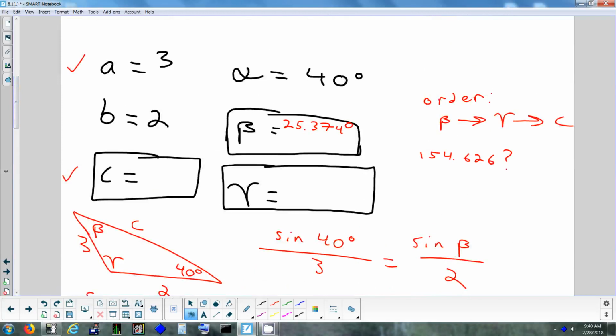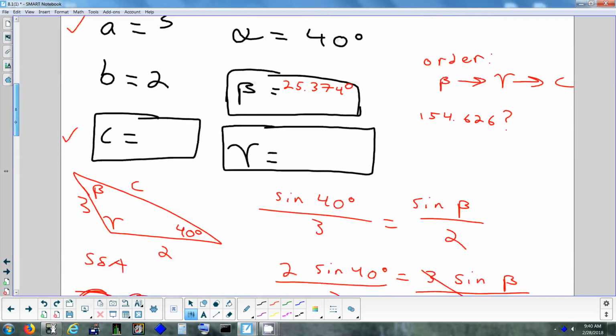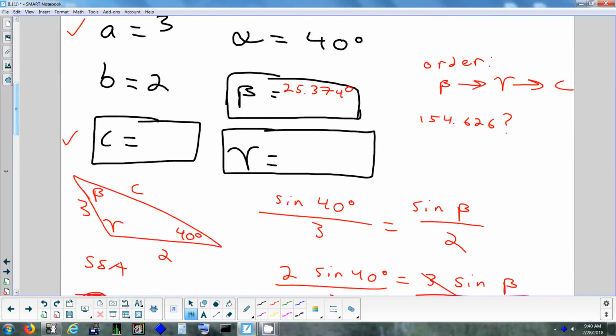You have to decide if the second answer works. Sometimes it does, sometimes it doesn't. Does 154.626 work? Does it make sense in this problem? No, it doesn't. Why not? Because 154 plus 40 is over 180.